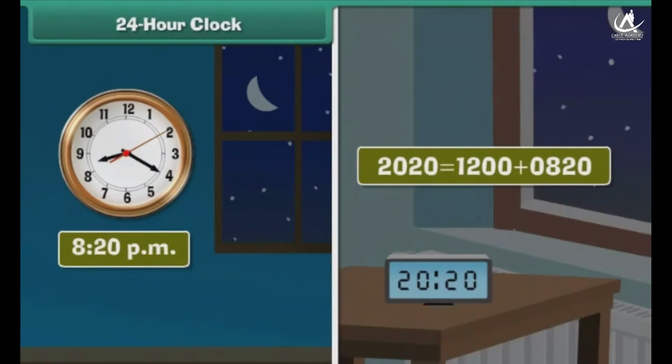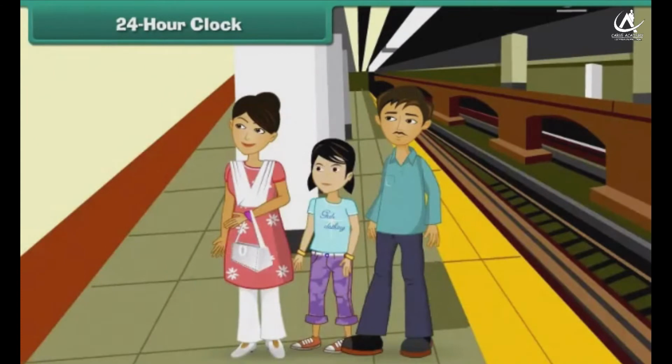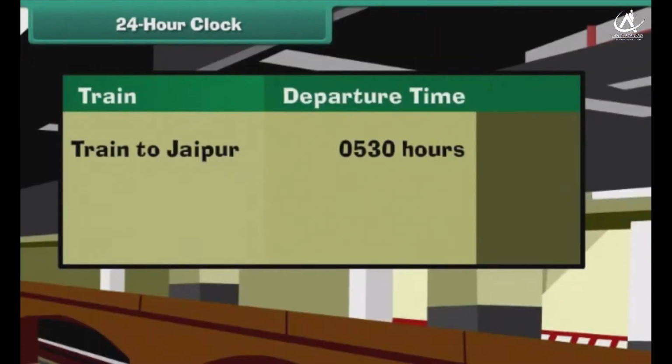8:20 p.m. Latika's family arrives at the railway station and checks the departure display. Their train for Jaipur is delayed. It will now depart at 0530 hours the next day. What is the corresponding 12-hour time? As 0530 is smaller than 1200, the 12-hour time is the same and we use AM with it. Therefore, the corresponding 12-hour time is 5:30 AM.